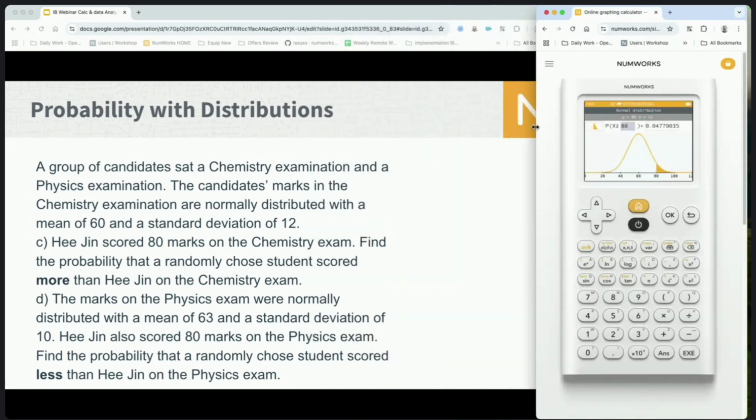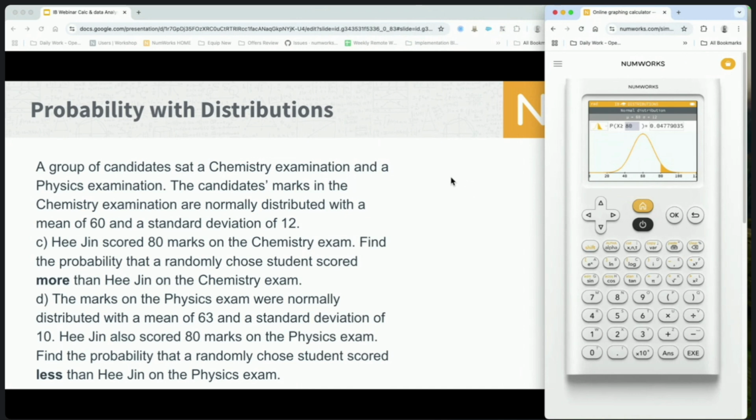We do the same thing, except he switched it to physics. So John's just going to go back, switch our mean and standard deviation to 63 and 10. And then again, he's going to scroll to the left and change it to less than. It actually defaults to less than. It's our first one. We want less than the 80 he got on physics as well. And it gives you your probabilities. And then they're going to ask you a bunch of follow-up questions. John, you can go to the next slide.